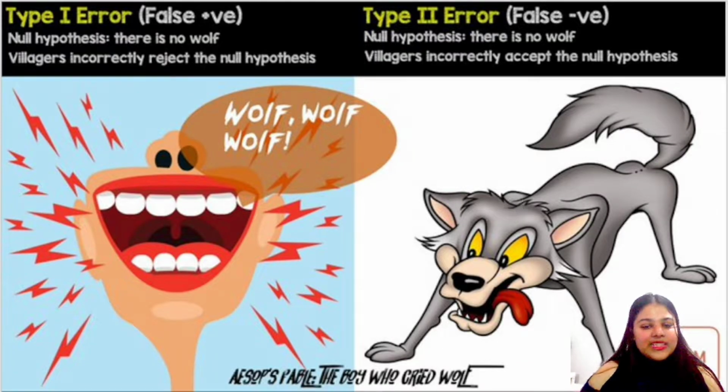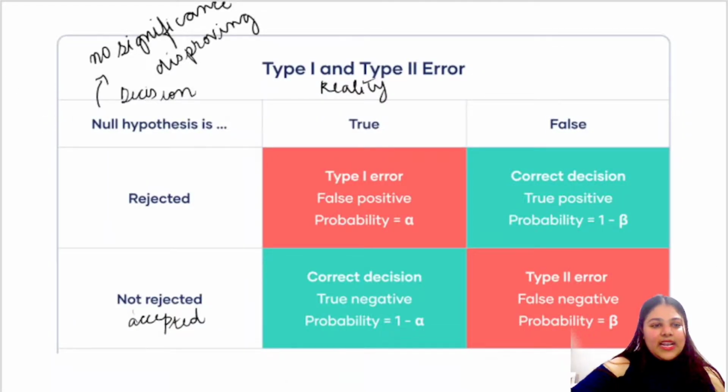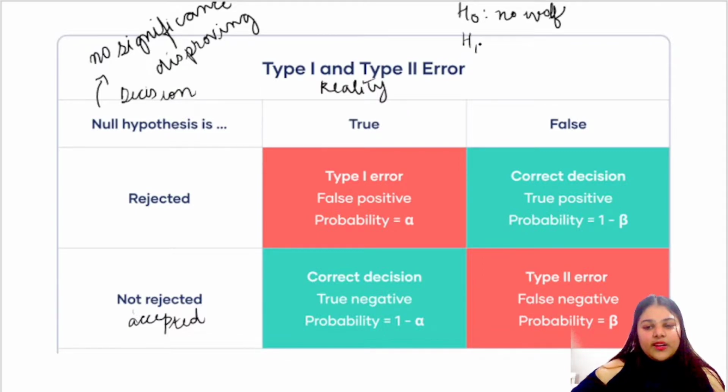So for example, there is a naughty kid in the colony who is making sounds of a wolf, and all of the people in that particular locality thought that the sound is of a wolf. So the null hypothesis was actually saying that that sound is actually not of a wolf, which means my null hypothesis was there is no wolf in the colony. But my alternate hypothesis is yes, there is a wolf in the colony, right?